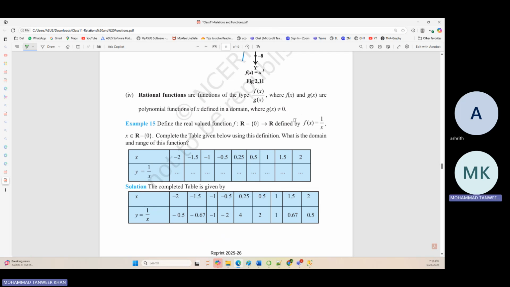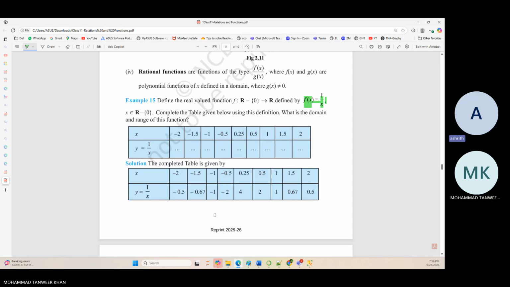Similarly, you have this function f(x) = 1 by x. Now you have to solve it. You have to take the value of x as minus 2, 1 by minus 2, 1 by minus 1.5. When you check it, you will get these values. And if you draw the graph for it, which type of function is this? This is a rational function.